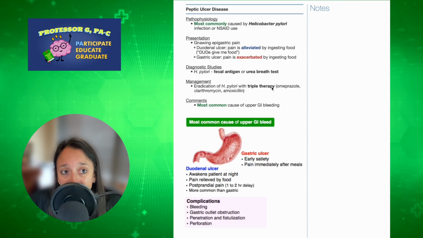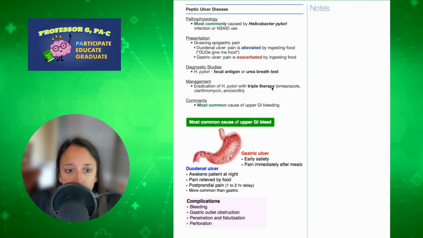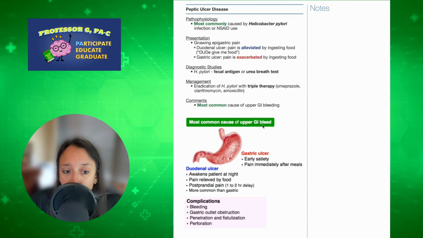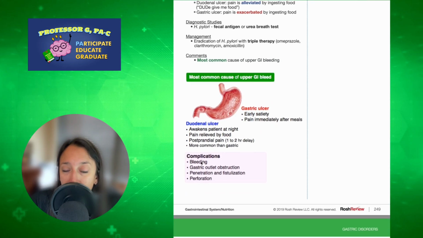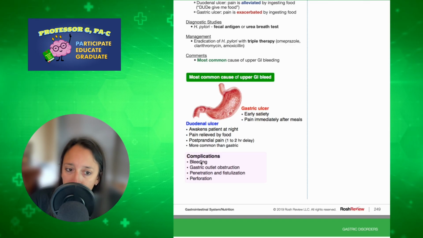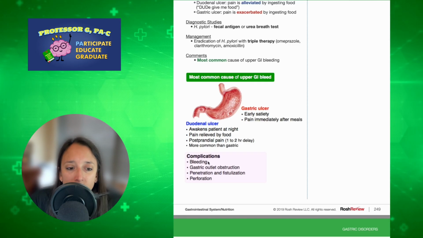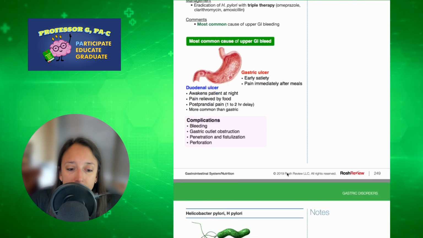We also need to keep in mind that complications from peptic ulcer disease can also change the presentation. So it is the most common cause of upper GI bleeding. And so we need to be mindful that complications can include that bleeding, which we might see as a coffee ground emesis or melena if it makes its way all the way to the stool. It can also cause gastric outlet obstruction from the inflammation, and it can also cause perforation.